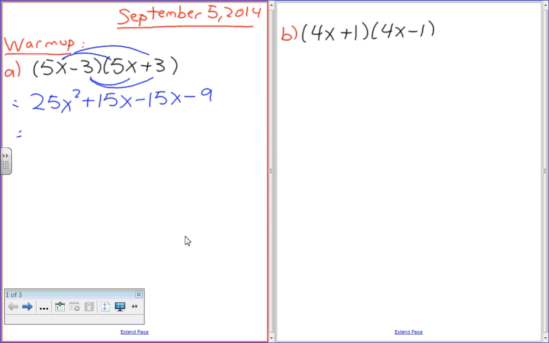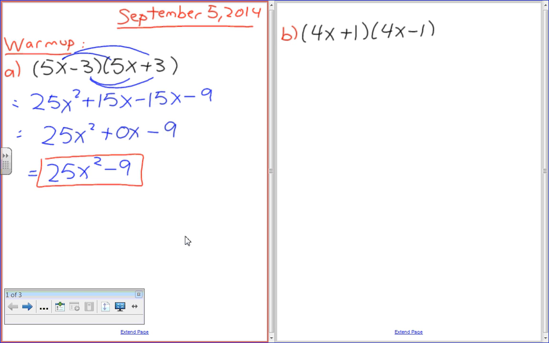So it's gonna be 25x squared. And then since we subtract negative 15, it would be plus 0x. And then negative 9. And I'm just going to get rid of that plus 0. Great. Okay, so far, so good.